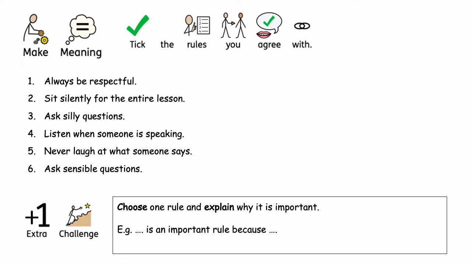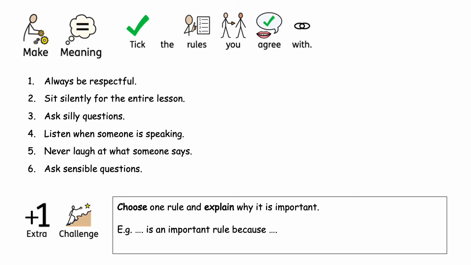If you have finished, then you can listen to the rules that I agree with and see if we have the same answers. So if this was me doing the activity, I would tick number 1, always be respectful. It's so important that we are respectful to everybody within the classroom, to other people, and to the topics that we're discussing when we're doing PSHE. I would not tick number 2 because I don't think students should sit quietly for the entire lesson, because PSHE involves discussion. So a good PSHE lesson will involve you talking through your ideas with a partner or a teacher. So I would not tick number 2.